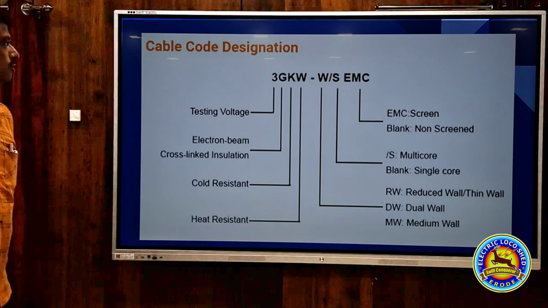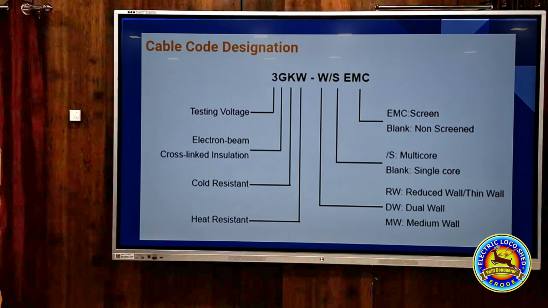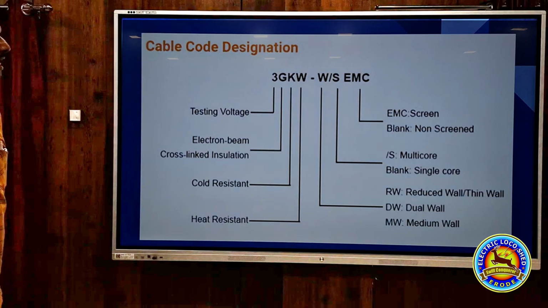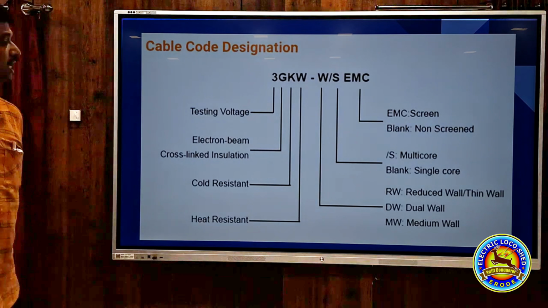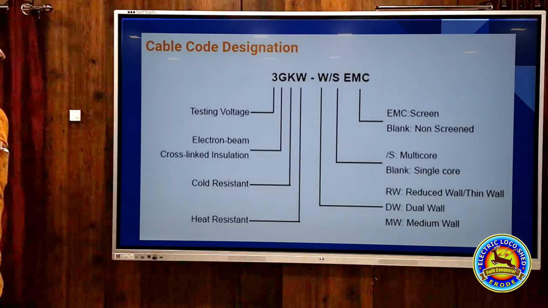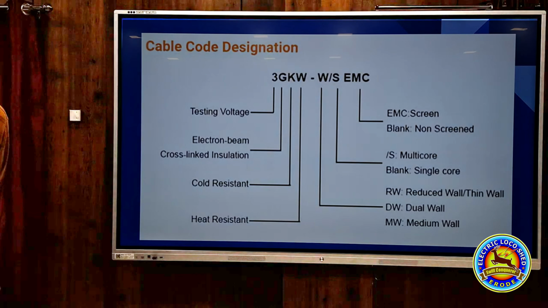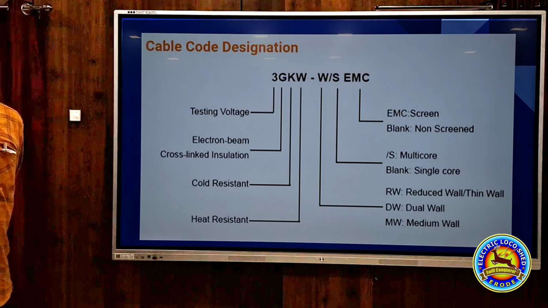Screened cables with an EMC screen are mentioned as S, or S is for multi-core cable with screening, then it is mentioned as EMC. The S is there in certain sensors, that is multi-core cable. That specification is CLW/ES/3/0459, a different specification for multi-core cables.